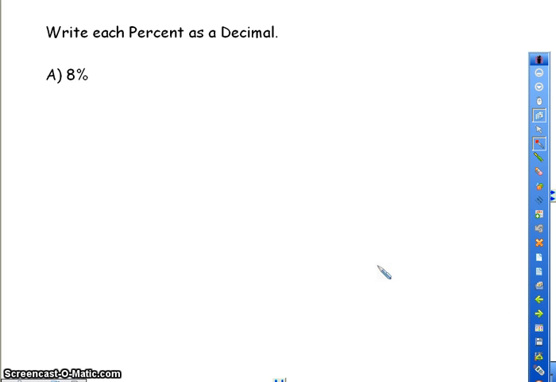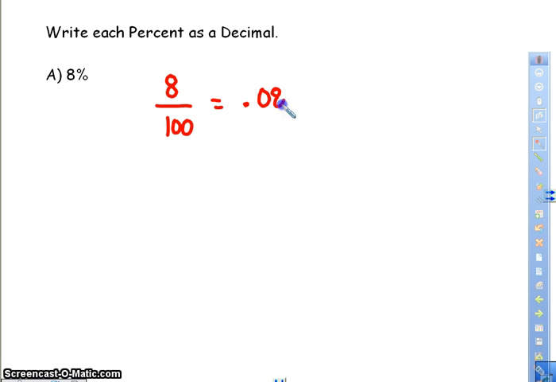Okay, so we're going to write each percent as a decimal. So this is 8 hundredths. Well, we know 8 hundredths is 0.08, and that's our answer. Then once again, you can think about it like this as well: the decimal is behind, move it over 1, 2 places to get 0.08.